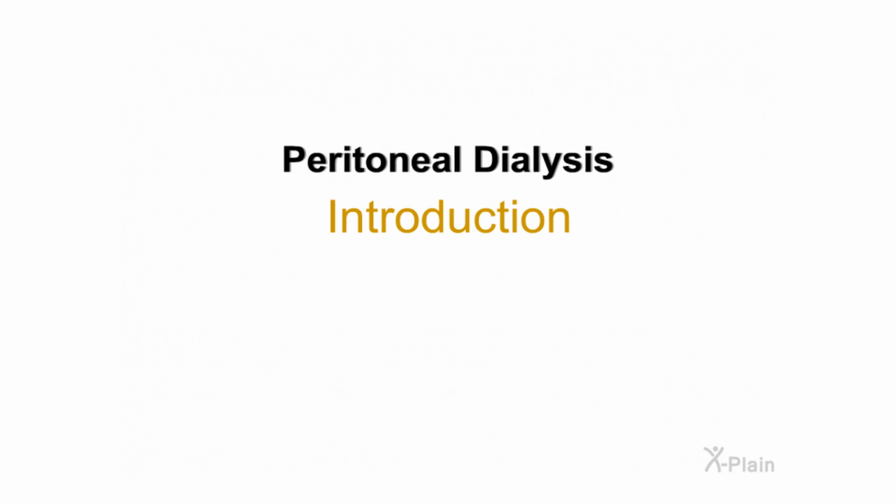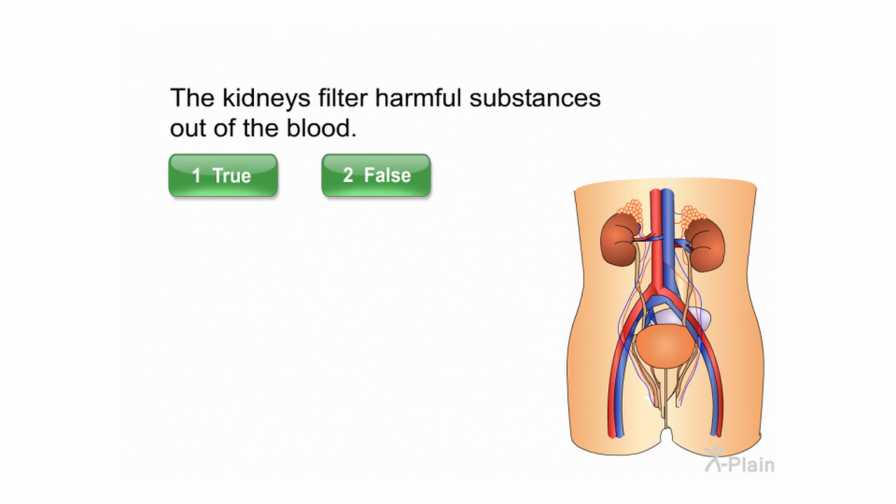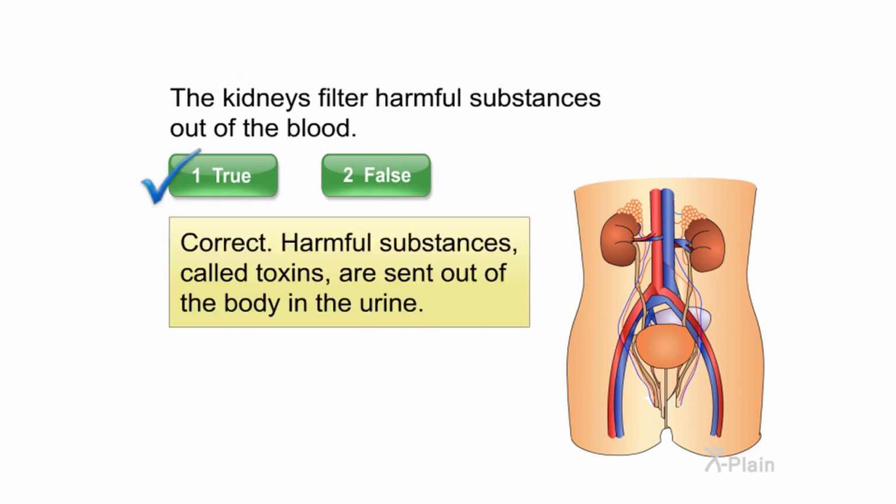Peritoneal dialysis. Introduction. The kidneys filter harmful substances out of the blood. Select true or false. Correct. Harmful substances called toxins are sent out of the body in the urine.